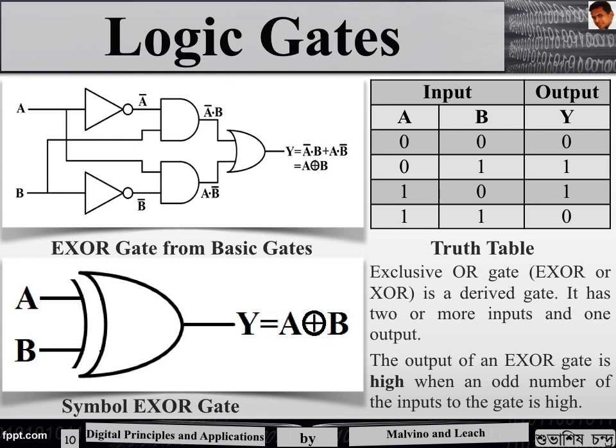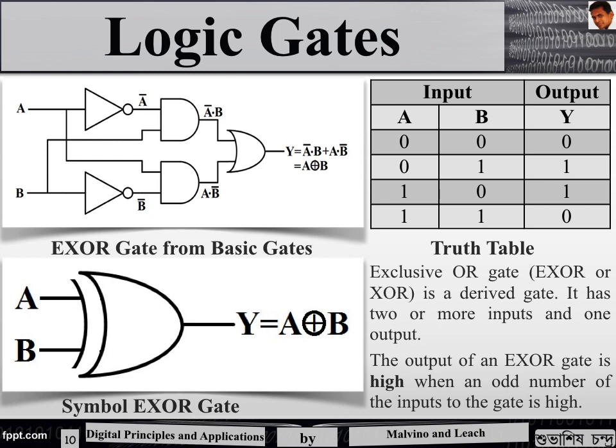So the input A is given to the upper AND gate through an inverter, whereas it is given directly to the lower AND gate. The input B is given to the upper AND gate directly and to the lower AND gate through an inverter. The outputs of the AND gates are given to the OR gate and the output is taken from the output of the OR gate.